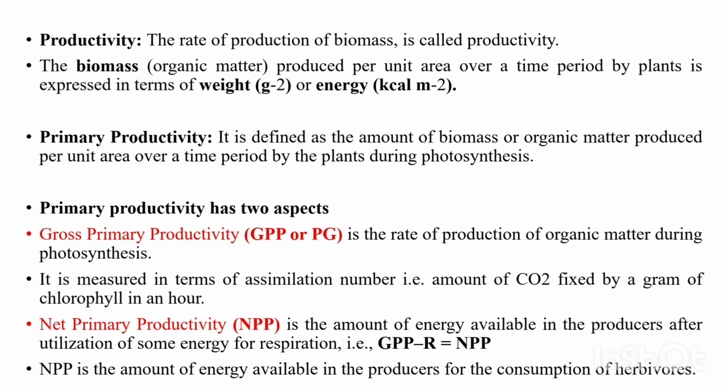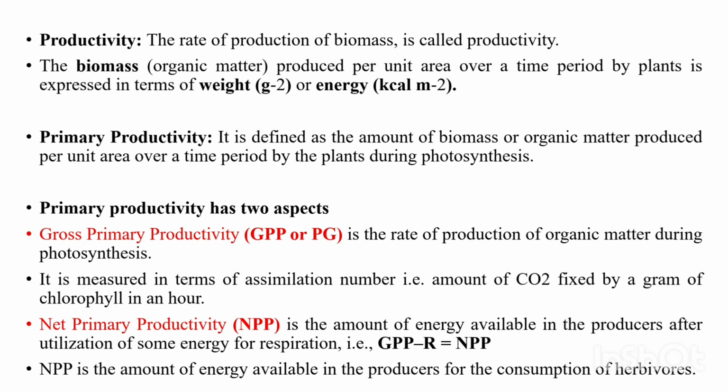What is biomass? It is the organic matter produced per unit area over a time period by plants. Generally, the fresh weight of a plant is called biomass. What is primary productivity? Primary productivity is defined as the amount of biomass or organic matter produced per unit area over a time period by plants during photosynthesis. So it is the photosynthetic product that is called primary productivity.